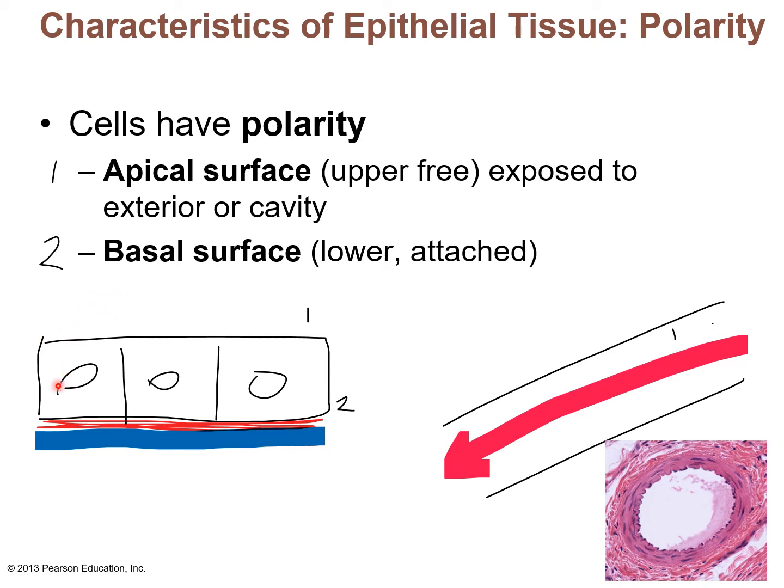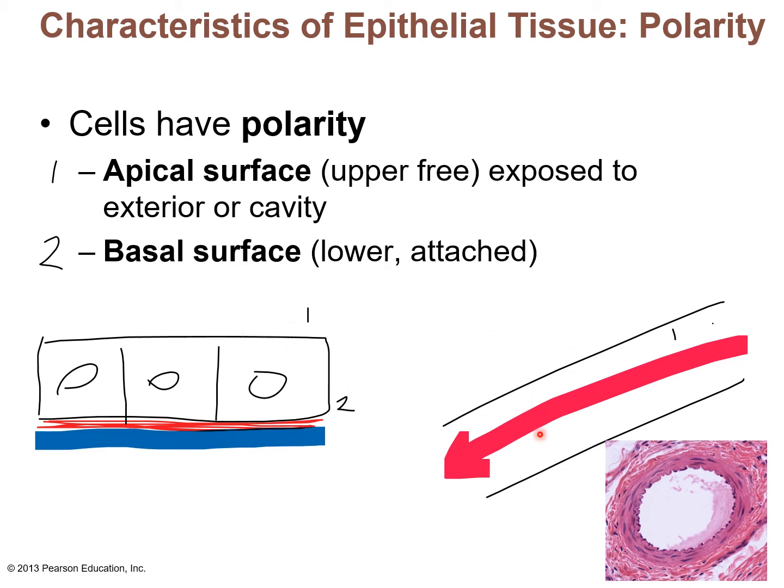Now where is the basal surface? The basal surface is going to be right here, that black line that I drew. Notice where I wrote number 2, there are underlying structures underneath it, and so the basal surface is not exposed to air, it's not exposed to a cavity. There are some other tissues and other structures right underneath it attached to it. And so it's not free like the apical surface.